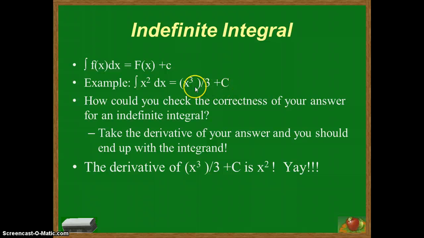Okay? If you're wondering how we got that, I'll talk about it on the next slide, but you might remember I asked you to come up with that rule, and basically you just add 1 to the exponent and divide by the new exponent, and add a constant c. How could you check the correctness of your answers for an indefinite integral? Simple. Take the derivative of your answer, and you should end up with the integrand x squared. Since the derivative of x cubed over 3 plus c is x squared, we're right. Yay!